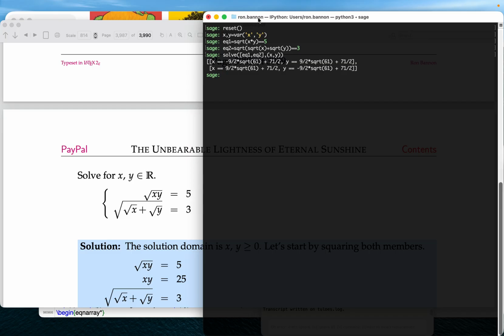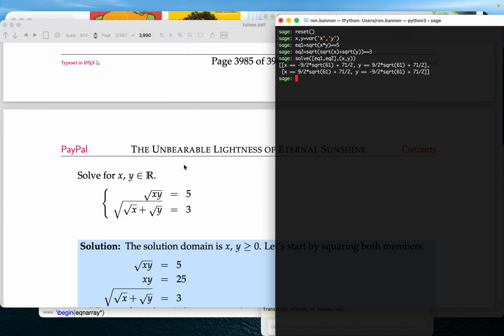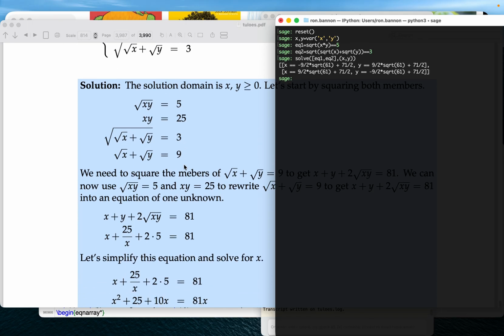What does it give me? Well, let's go over that. It gives me these numbers over here. Now, a lot of students look at this and wonder, is that the same answer I got? Well, let's take a look.